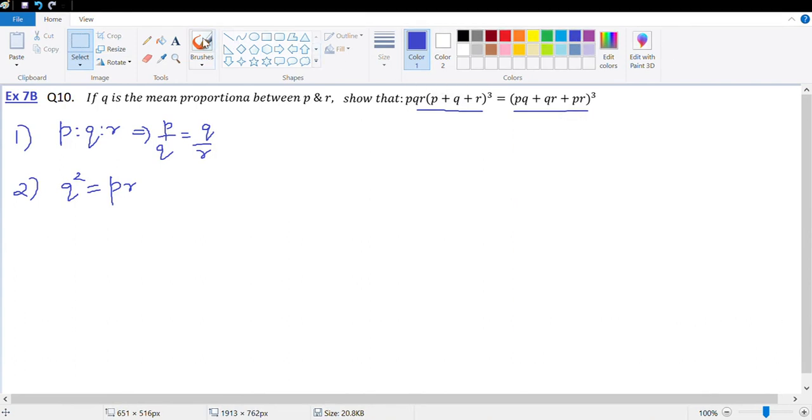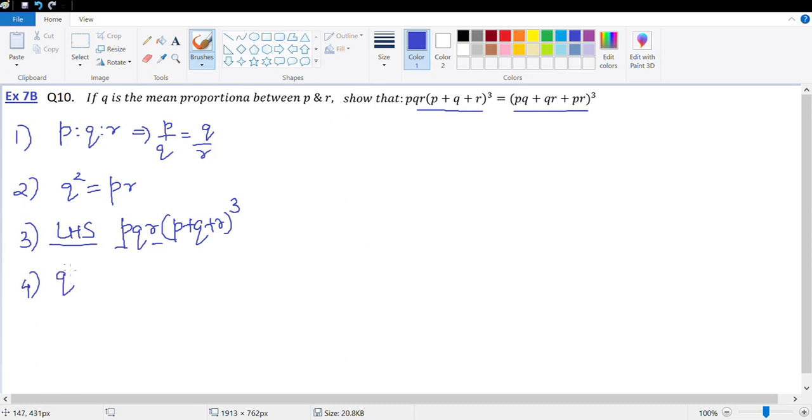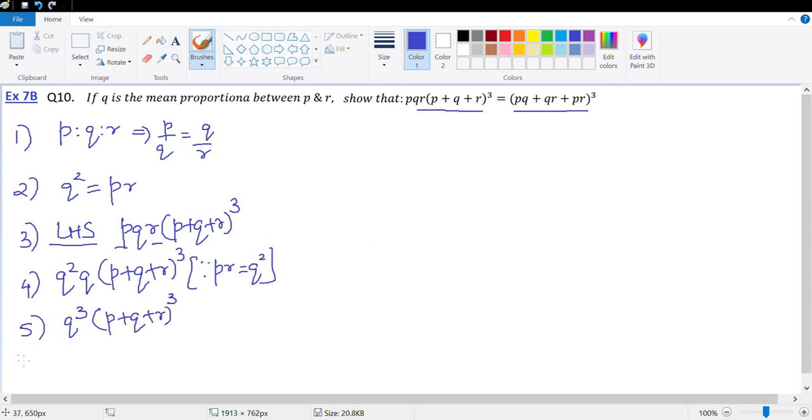So it says Q square is equal to PR. Let's start working with the left hand side. My left hand side is PQR, (P plus Q plus R) to the power 3, which means instead of PR, I can write Q square. So this is Q square into Q multiplied with (P plus Q plus R) to the power 3, since PR is equal to Q square. Next, what we have is Q to the power 3, (P plus Q plus R) to the power 3, which means (Q, P plus Q plus R) whole to the power 3.